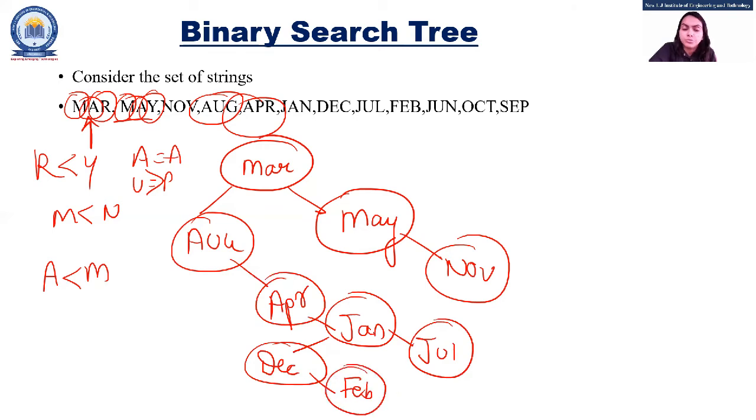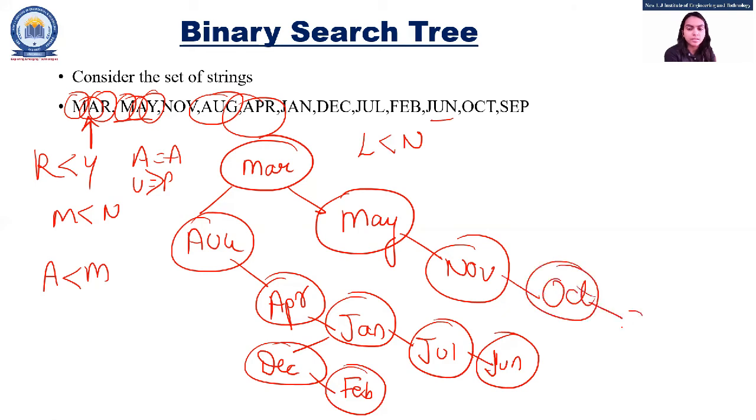Then we have June. It is greater than J, greater than A. So we have July; from July, whether we should go left or right with respect to June. If you see, L is less and N is greater, so June would be on the right of July. Then we have October. October is greater than M and greater than N, so October would be over here, and last is September. It is also greater. So you have to arrange: the first element would be the root, and if it is less, it would go to the left subtree, and if it is greater, it would go to the right subtree.